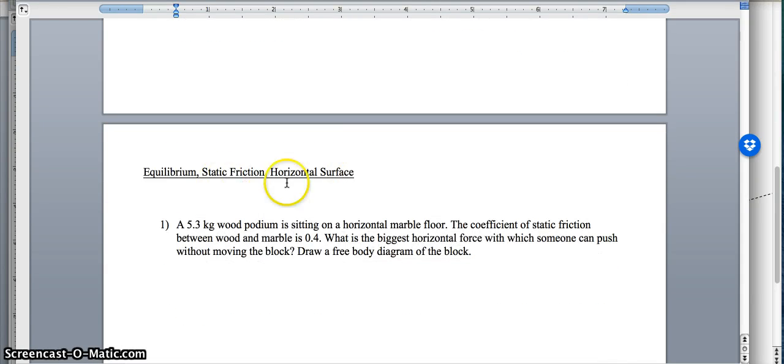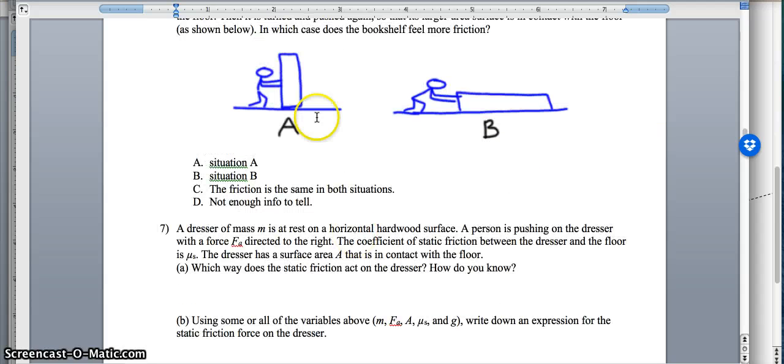And you've already done this practice. So once you complete this video and this practice, you are ready for the next video on ramps, the problems on ramps.